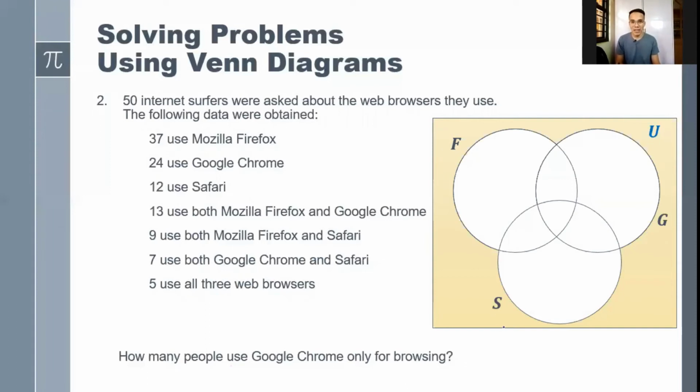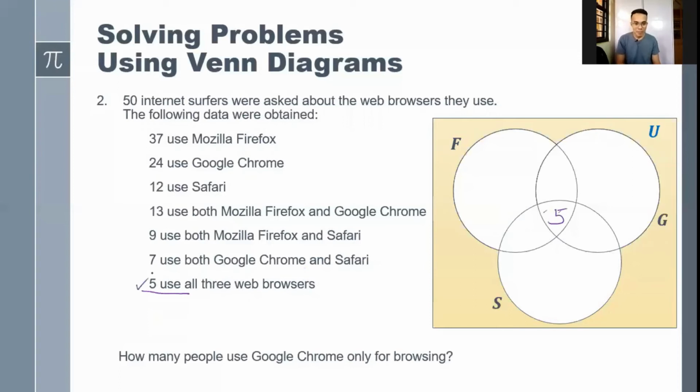Take note of that. And you have to take note also that this region here is the common part of the 3, the common part of set F, set G, and set S. And it says here that 5 people use all 3 web browsers. So I'm going to write here 5.